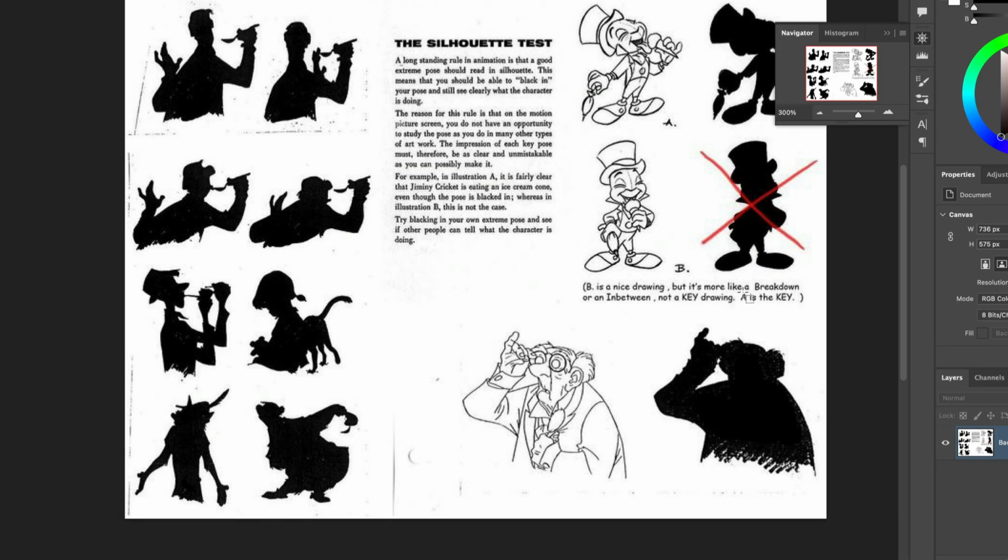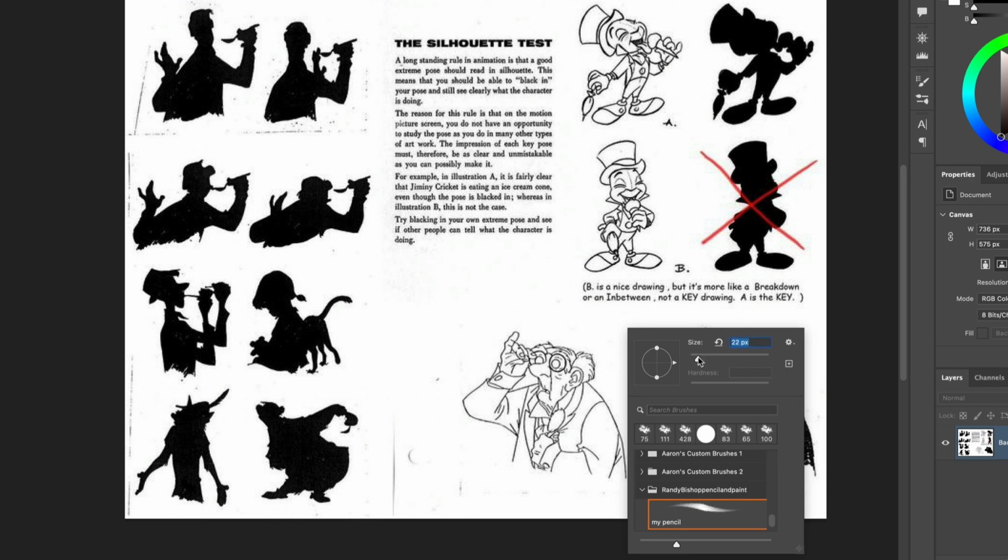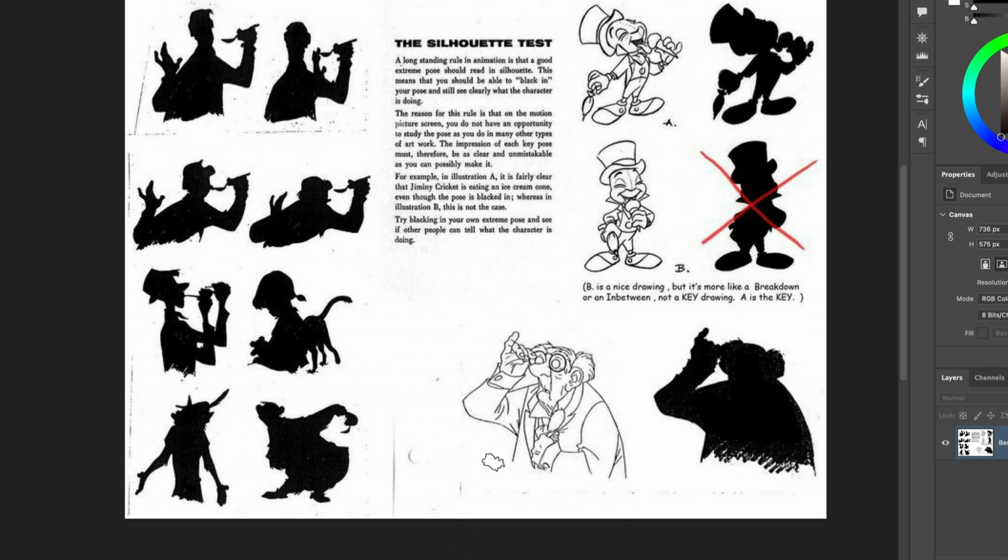So this is a tip sheet that's been floating around in animation circles for the longest time. But this is nothing particularly new. If you've read anything about animation, the advice is always to aim for clear silhouettes in your drawing. Actually, I think that might be one of the principles of animation from Frank Thomas and Ollie Johnston.